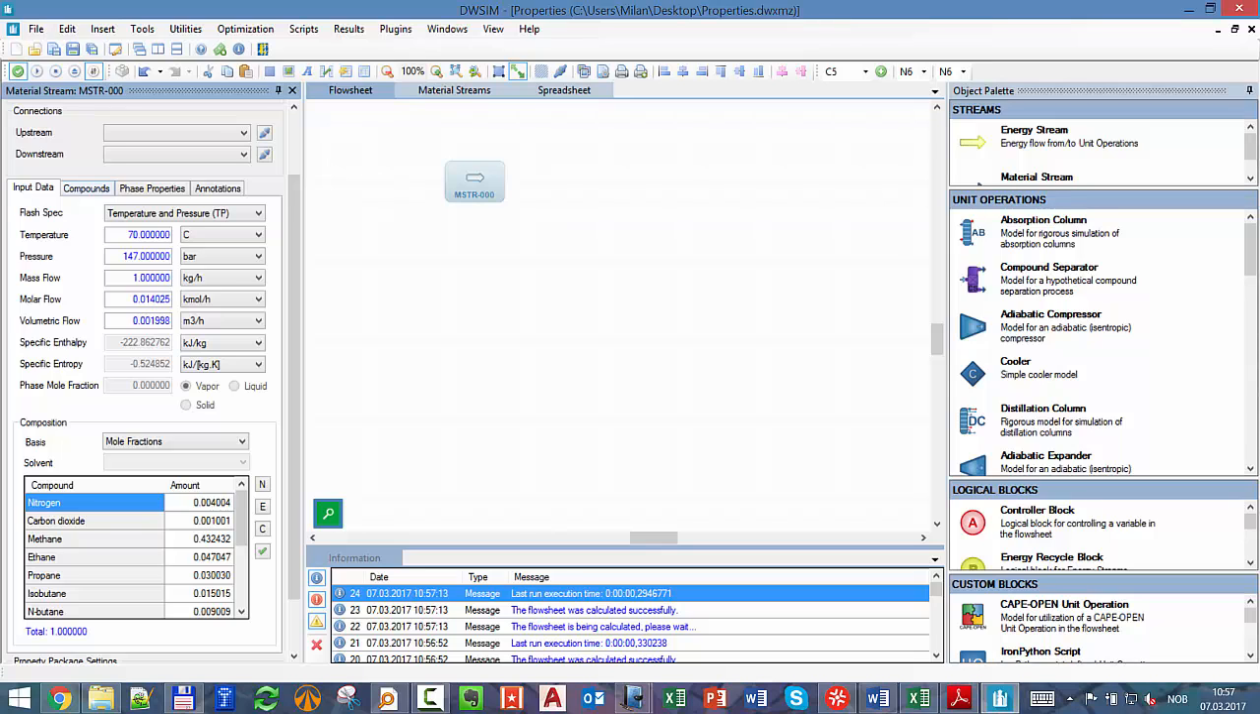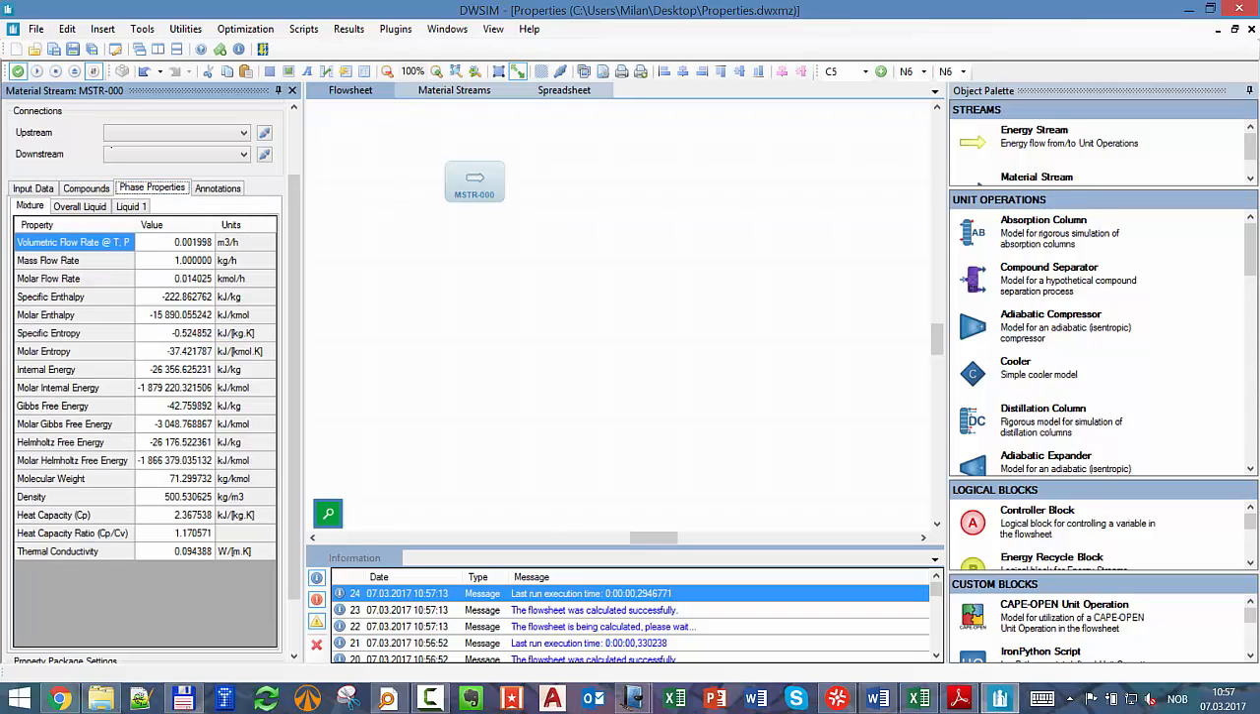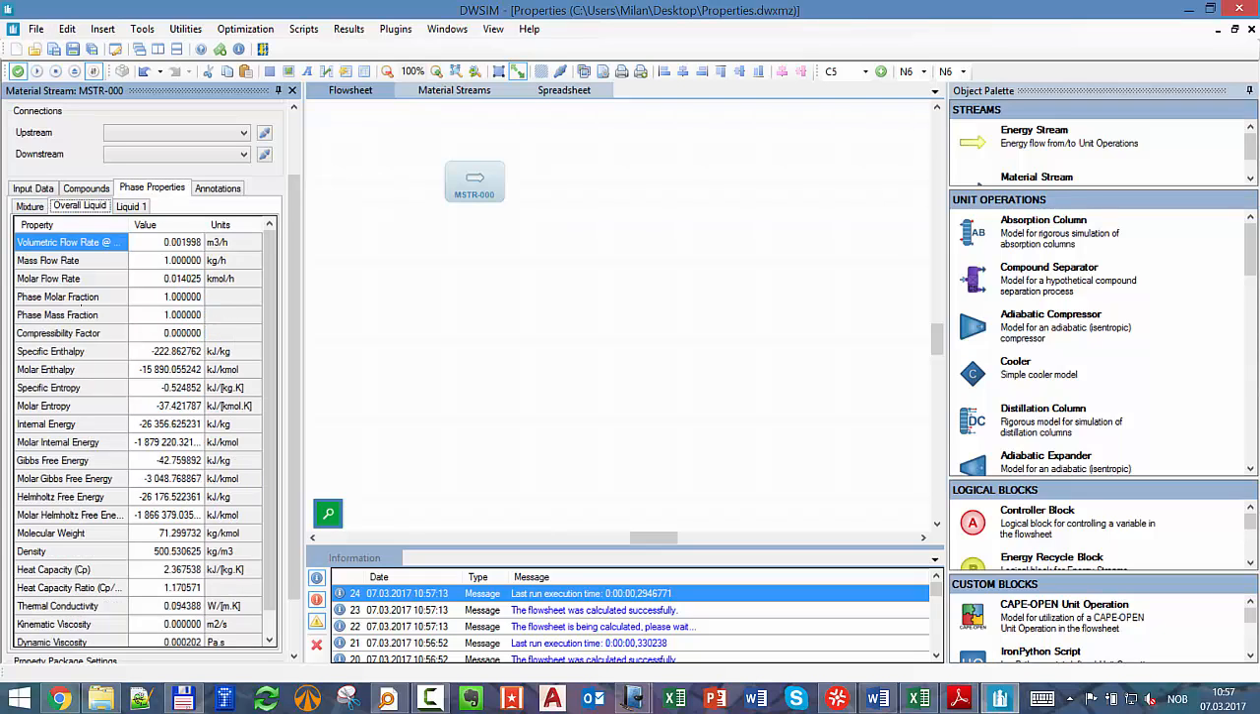But what I'm interested in is the fraction. What I told you, the liquid fraction and the vapor fraction. So where do I have the mass fraction? Do you see it someplace? Phase molar fraction. Okay, so that means that it is completely liquid. At that pressure and temperature, I'm in liquid.